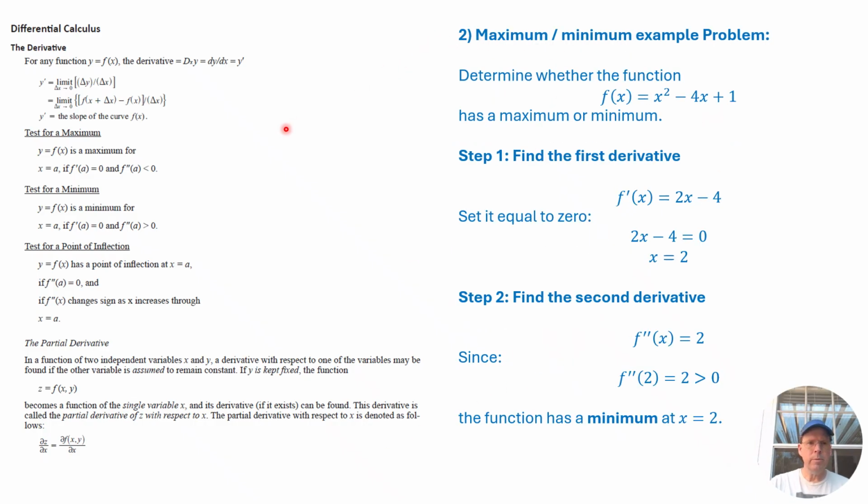And the maximum minimum problem, since they kind of get into this here: determine whether the function has a minimum or maximum. So we're going to write out the first derivative again, set it equal to 0, and x is equal to 2. Then find the second derivative of that, so it's just 2. And since the second derivative, 2, is greater than 0, the function has a minimum at x equals 2.